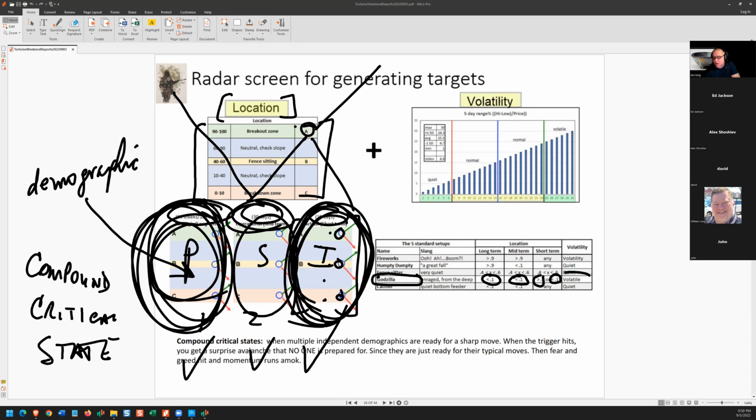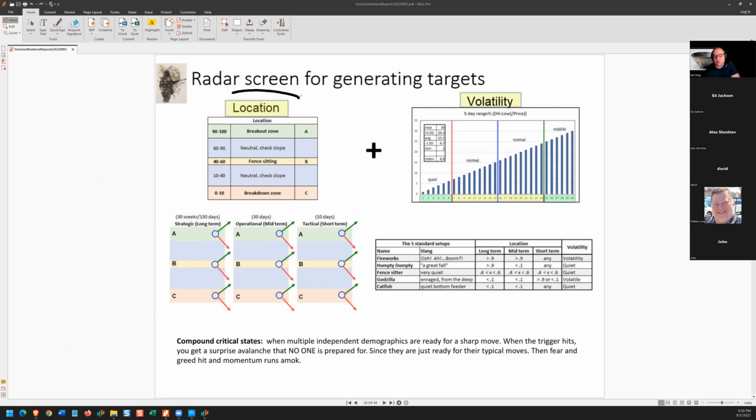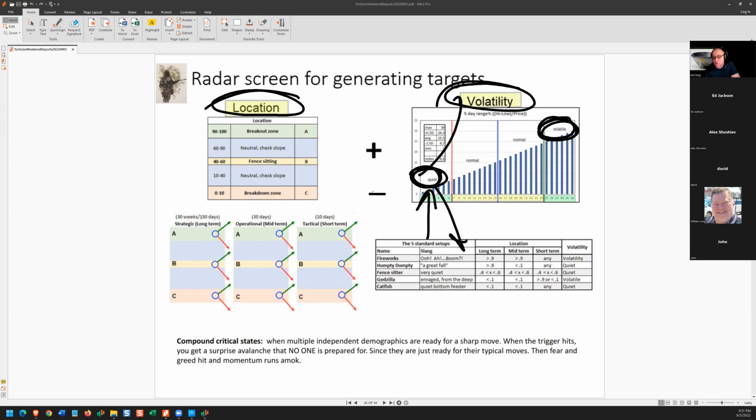And we also want him to be volatile, because in the sniper, trade location is only one of the criteria for a compound critical state. The other criteria is volatility. And we want that to be either extremely volatile or extremely quiet, because from extremely quiet, you get surprise breakout moves. Surprise, it's breaking out. Yeah, but it used to be so quiet. Yeah, that's why it's a surprise.